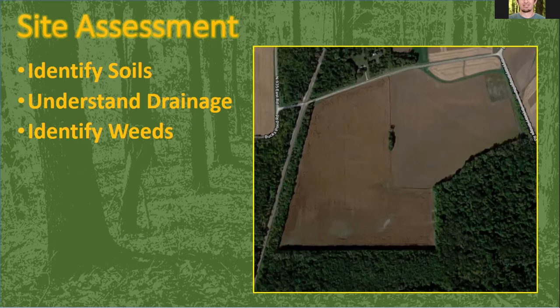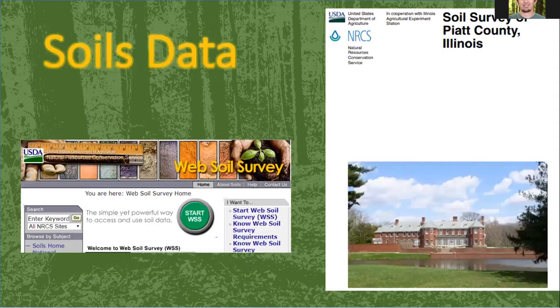And finally, as part of this initial site assessment, weeds are going to be our big competitors. We've got to identify those weeds. We've got to come into our tree planting with a plan of action for how we're going to control those. So let's start by picking apart the soils data.